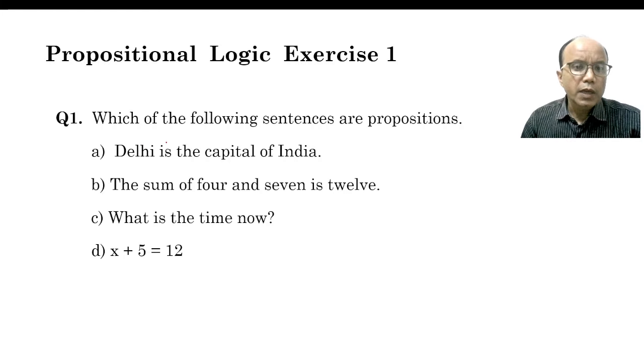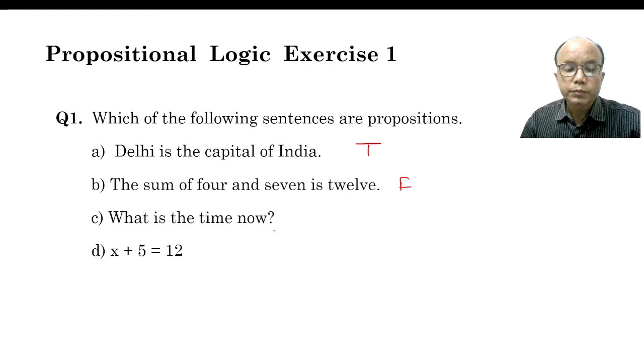First one, which of the following sentences are propositions? As I already discussed, we simply have to check whether these sentences are true or false, because we say a sentence is a proposition if it is true or false. Delhi is the capital of India. This is true. The sum of 4 and 7 is 12. The sum of 4 and 7 is 11, but here it is 12, so it is false.